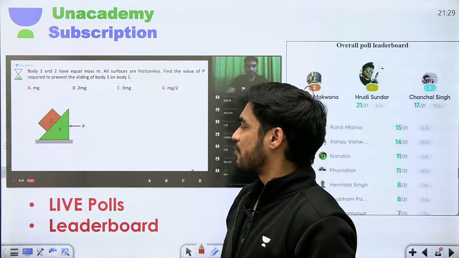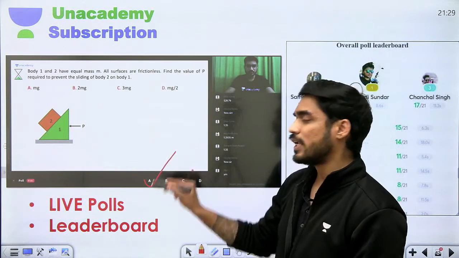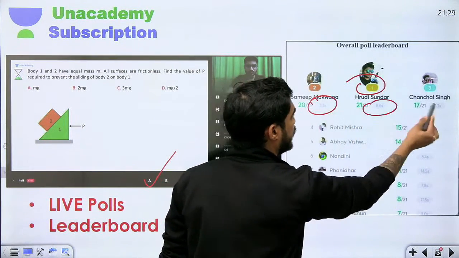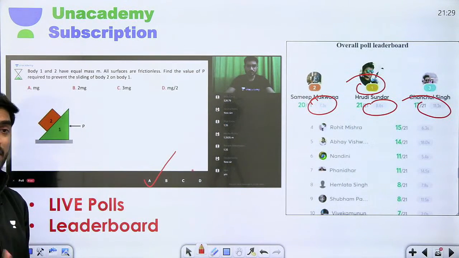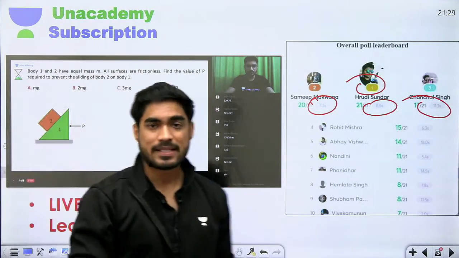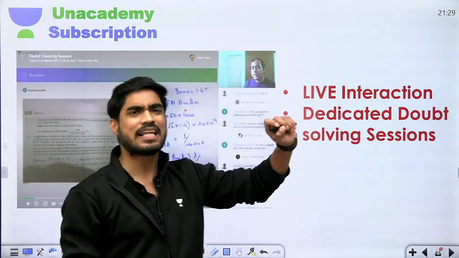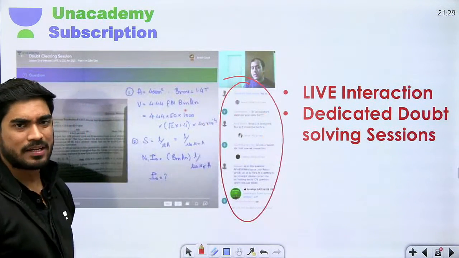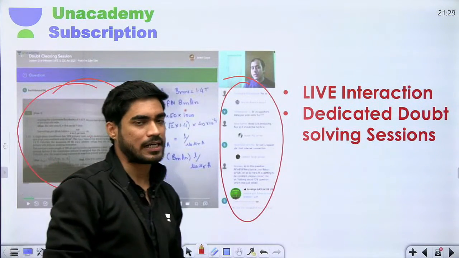तो बेटा ऐसे बहुत सारे फीचर्स हैं, जैसे लाइव पोलिंग और लीडर बोर्ड, जहां ऑब्जेक्टिव क्वेश्चंस की पोलिंग होती है, जिसमें आपको आपकी रैंक पता चलती है, आपकी टाइमिंग पता चलती है, आपको ऑब्जेक्टिव क्वेश्चन सॉल्व करने में सहायता मिलती है, आपको ऑब्जेक्टिव क्वेश्चन सॉल्व करने की प्रैक्टिस होती है, प्लस टाइम मैनेजमेंट की प्रैक्टिस होती है. ठीक है, फिर इंटरैक्शन इतना लाइव है, आप जो चाहे कमेंट बॉक्स में लिख के टीचर से पूछ सकते हो, या फिर आप अपने क्वेश्चन की इमेज फॉरवर्ड करके भी टीचर से सॉल्व करा सकते हो.